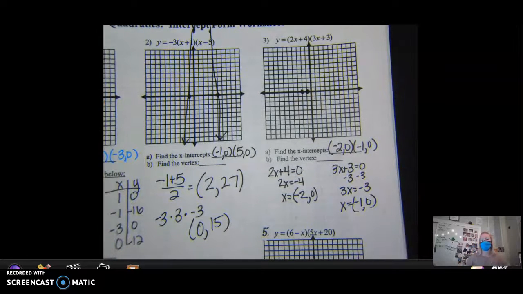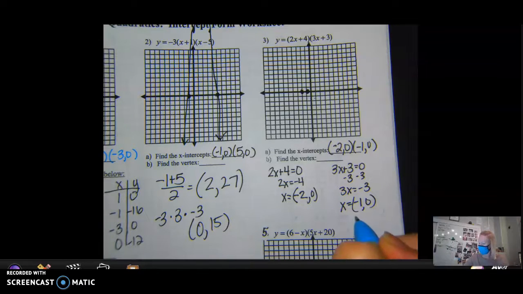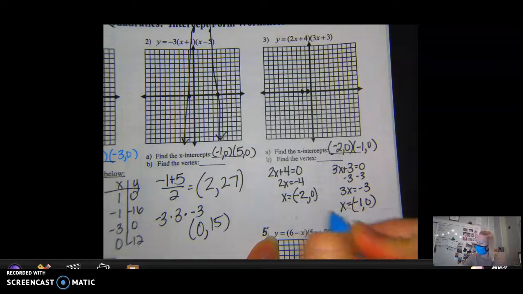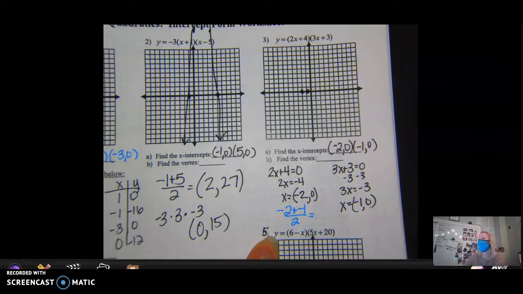Find my vertex. How do I find my vertex? Negative 2 plus negative 1 divided by 2, which gives me what?